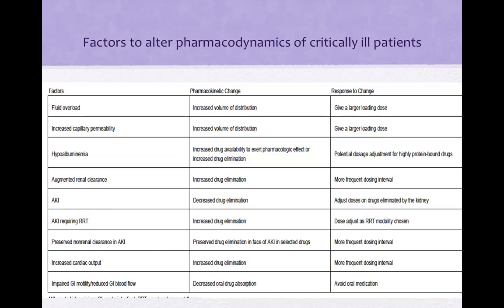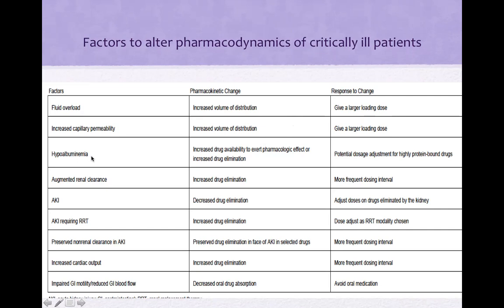Now, many factors are altered in critically ill patients, and they have some effect on the pharmacodynamics in these patients. Certain factors to be considered are the fluid overload state. Fluid overload will increase the volume of distribution, and there is increased capillary permeability, which also increases the volume of distribution. So whenever there is an increase in the volume of distribution, you have to give a larger dose of the drug.